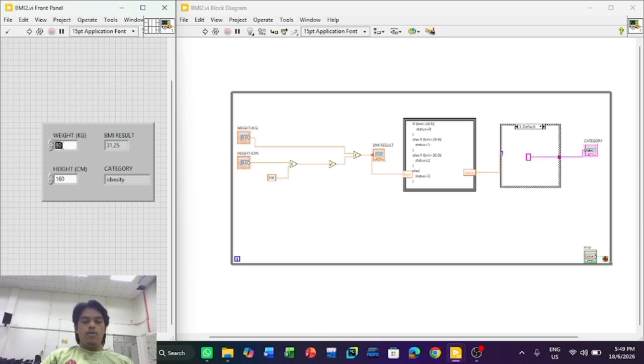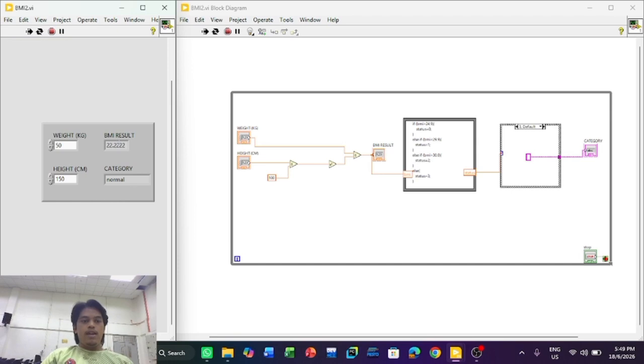So for weight, you change it to 50, and for the height we are going to use 150. So just run continuously, and the result will show the BMI result. The BMI result is 22.2222, and the category is normal.